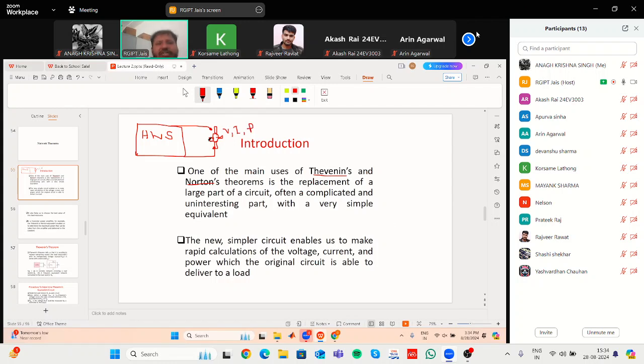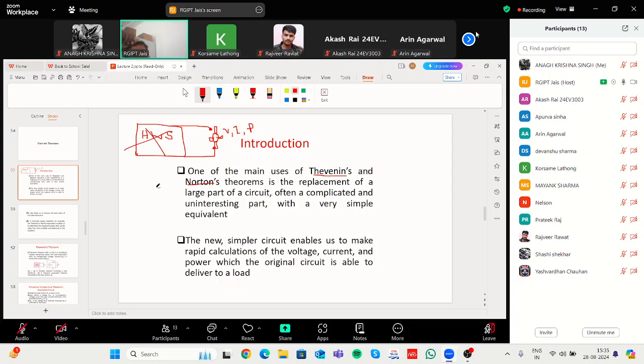These are the things that you are interested in. So if you're interested only in these two terminals of the fan, then why would you analyze all this complex circuitry? To alleviate this problem, Norton's and Thevenin's theorems come into the picture.